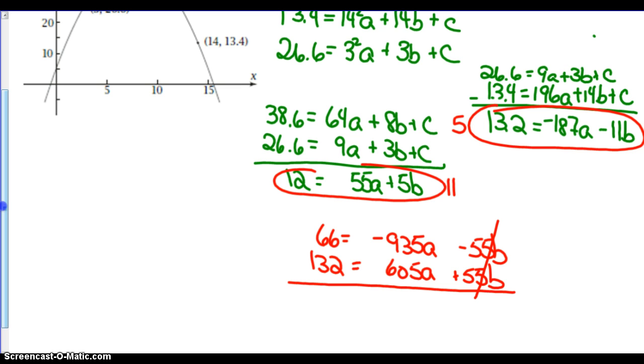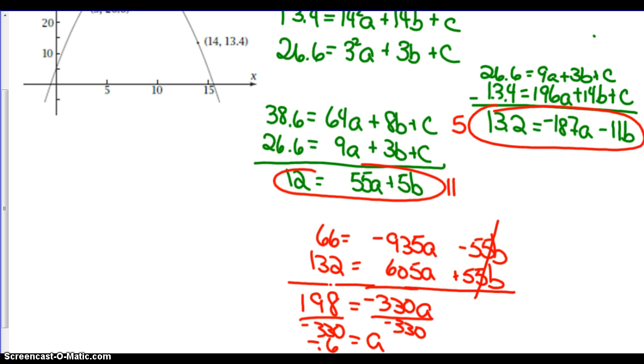I'm going to end up with 66 equals 154a. So when I added those together, I end up with 198 equals 330a. Divide by the negative 330. And you get a equals negative 0.6.